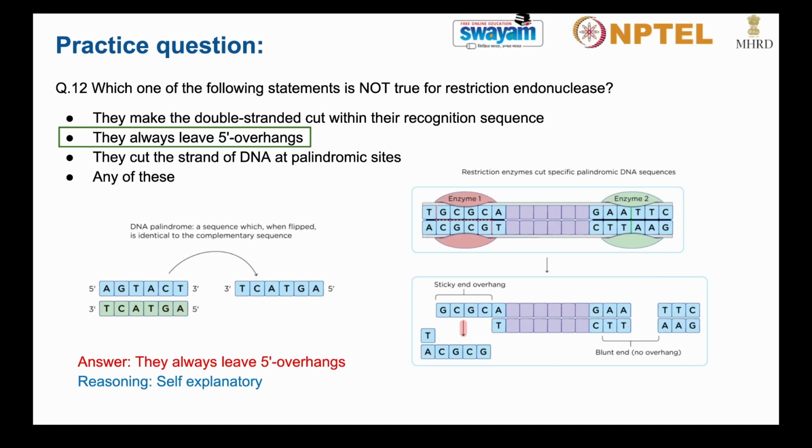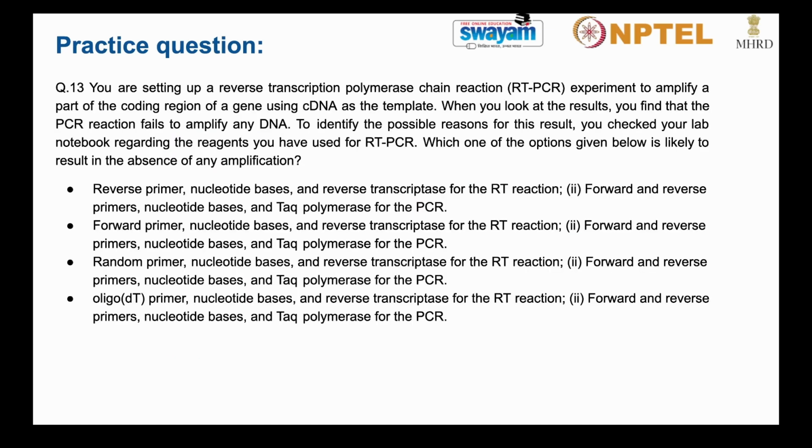So I hope it is clear why option B is the correct explanation for this question. Now let's move further and see question number 13, which is saying that you are setting up a reverse transcription polymerase chain reaction, that is an RT-PCR experiment, to amplify a part of the coding region of a gene using the cDNA as the template.